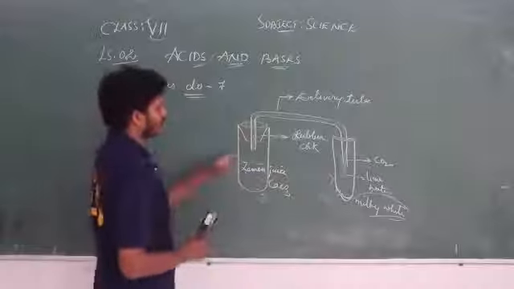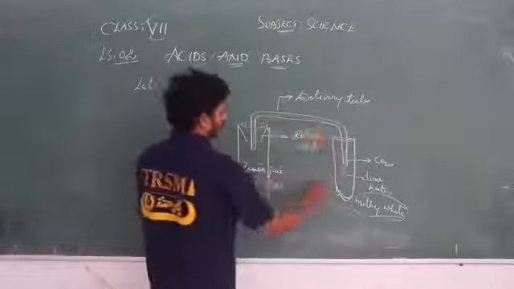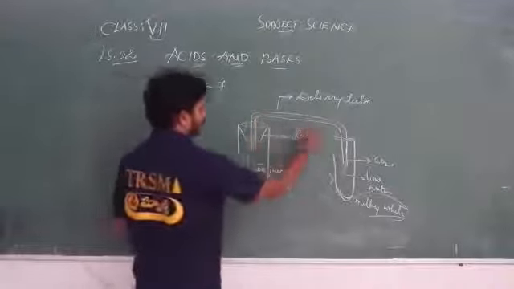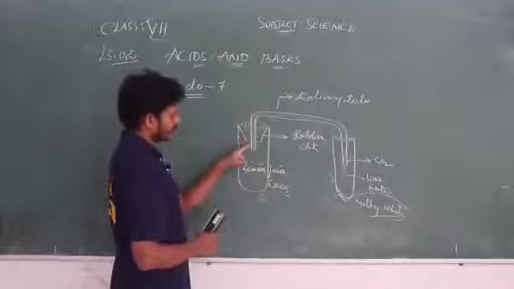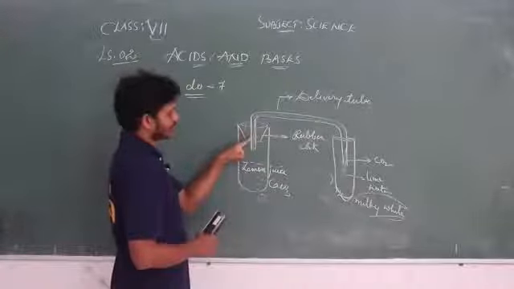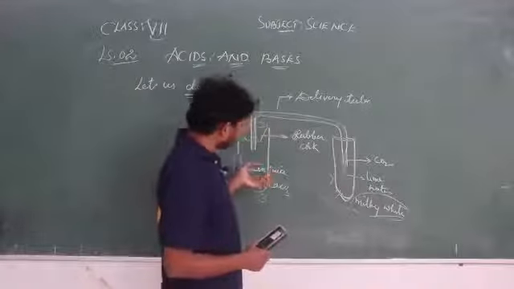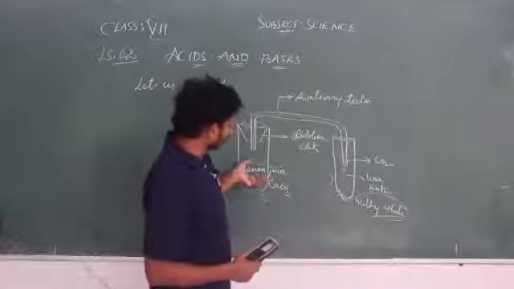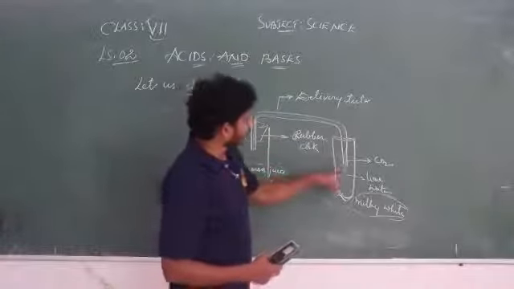To confirm whether the carbon dioxide gas is released or not, we should arrange a setup like this. A delivery tube is connecting both the test tubes, and here a single hole rubber cork is connected. After some time we notice there is a chemical reaction between these two chemicals, and a gas is released.